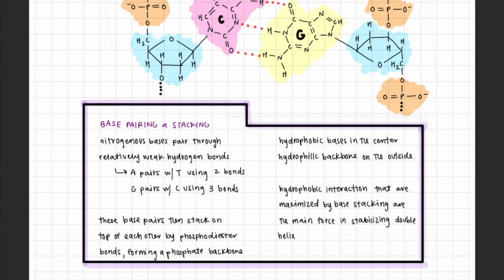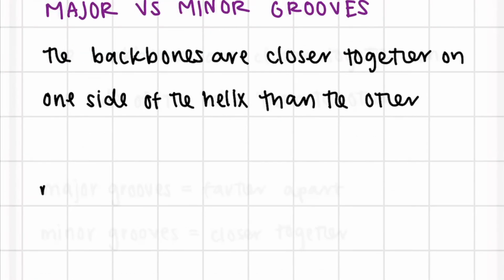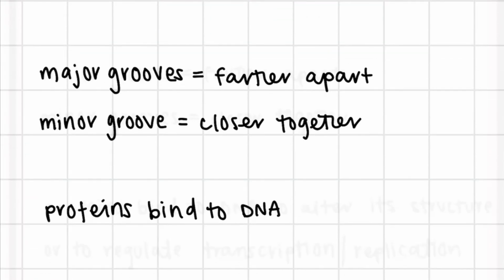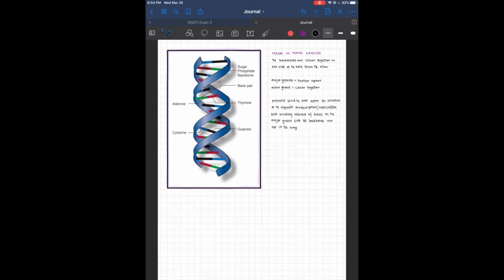The phosphodiester backbones are closer together on one side of the helix than the other. Major grooves are when the backbones are further apart, whereas the minor grooves are when they're closer together. When I draw the lines, you can see the difference in the distance between the two. The bottom one is further apart compared to the one on top of it. And this is important because proteins that bind to DNA typically interact with bases on the major groove side because the backbones are not in the way.